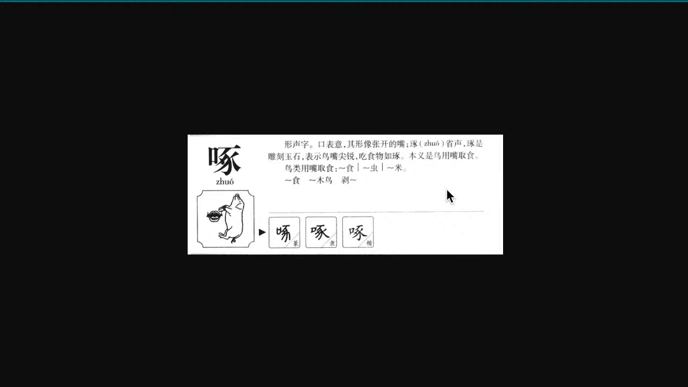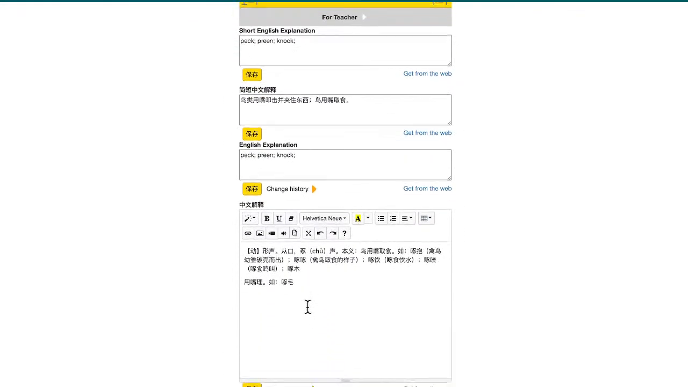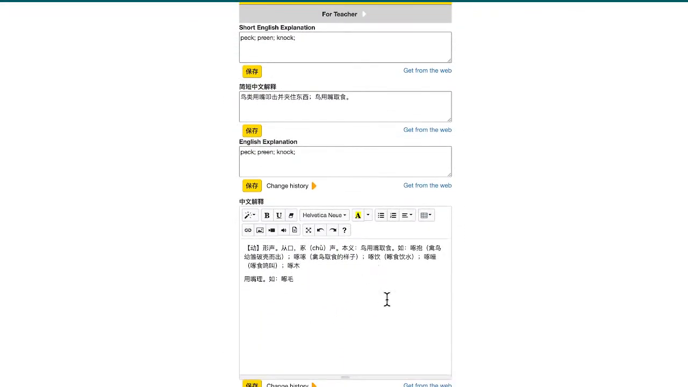Why do they use a pig to represent this? I don't know. I do not know why the right hand side is a pig. Sorry, it does not make sense to me, and right now I cannot figure it out. But anyway, the original meaning is birds picking up their food, called 啄.